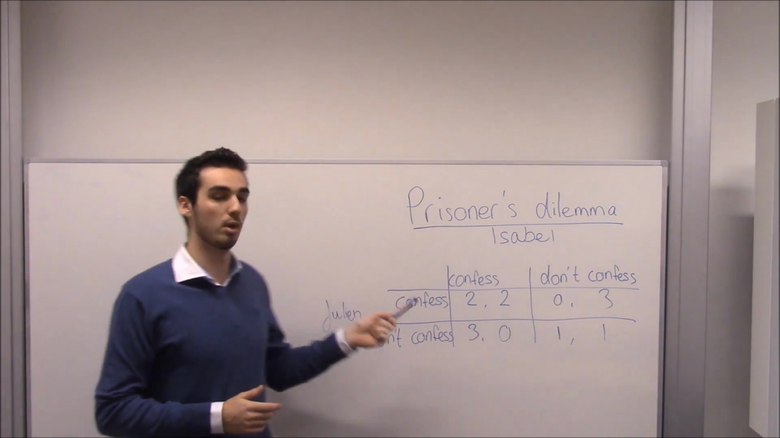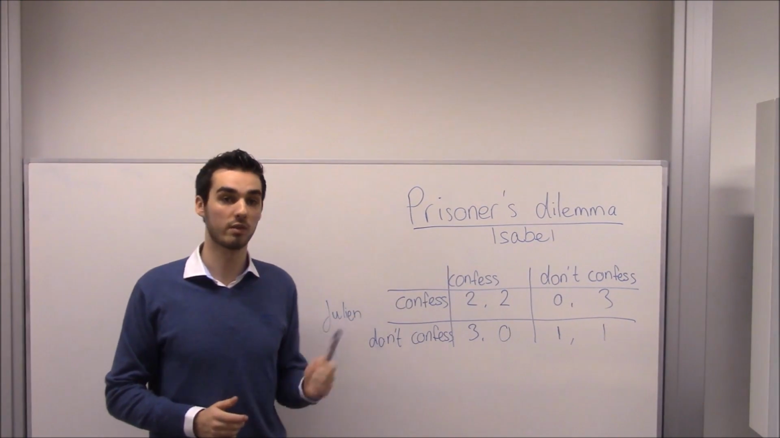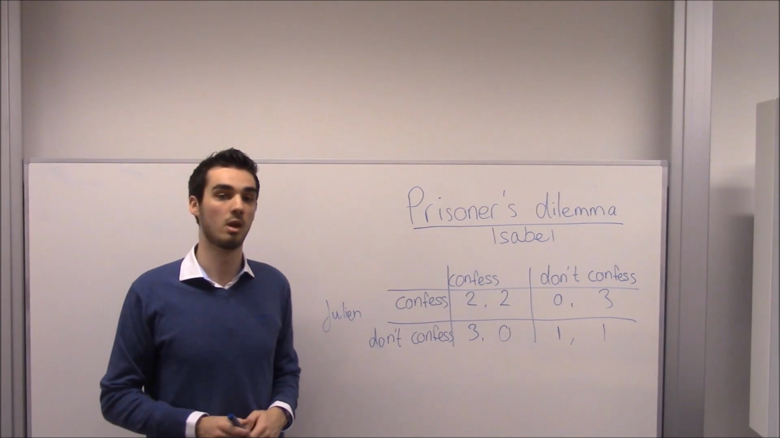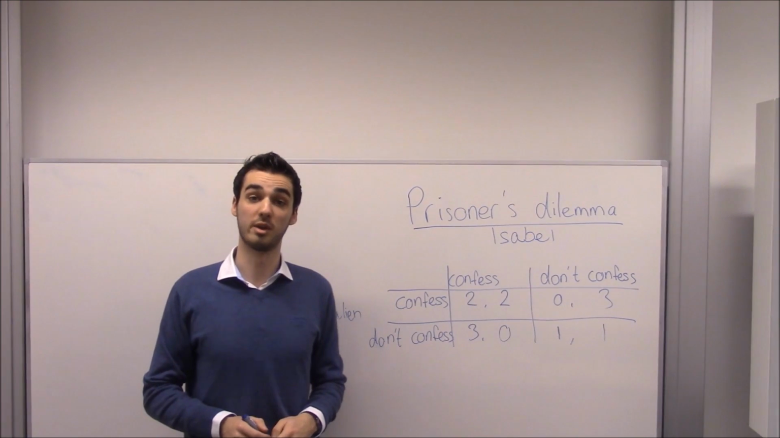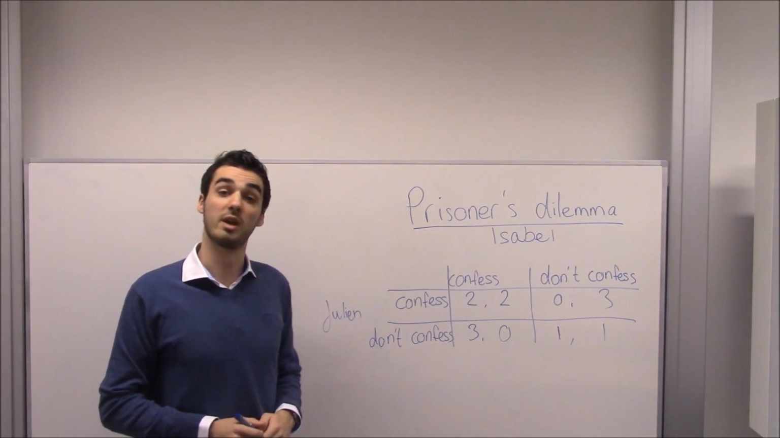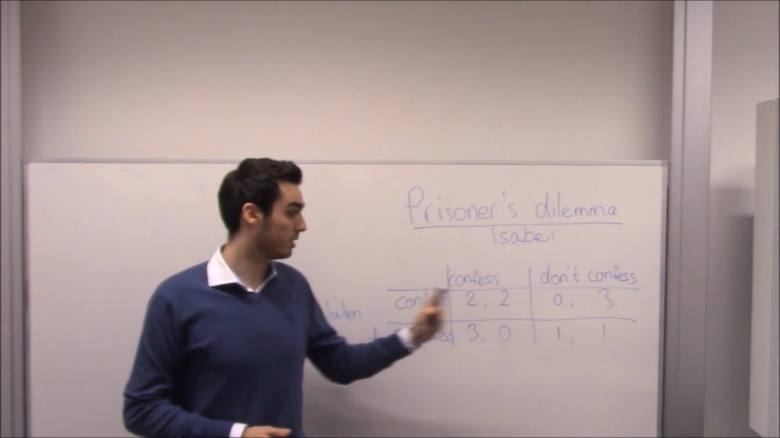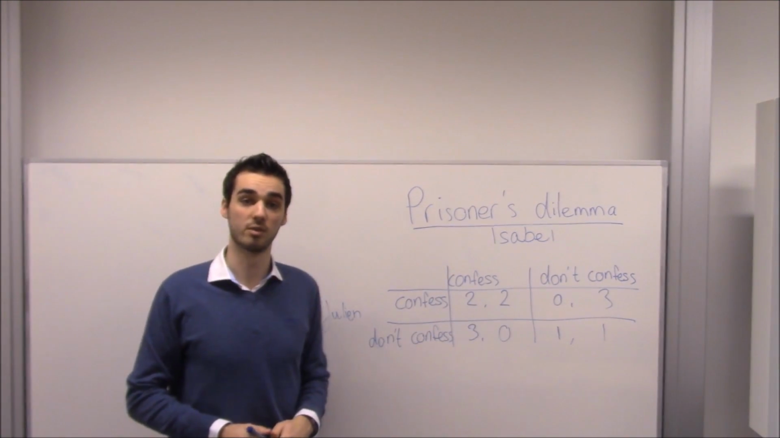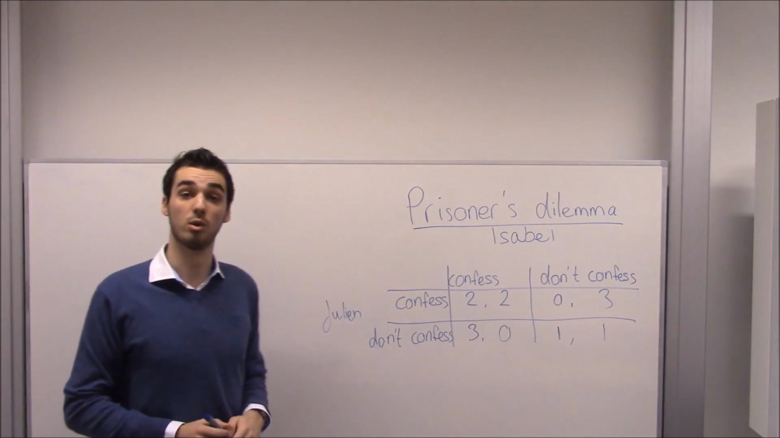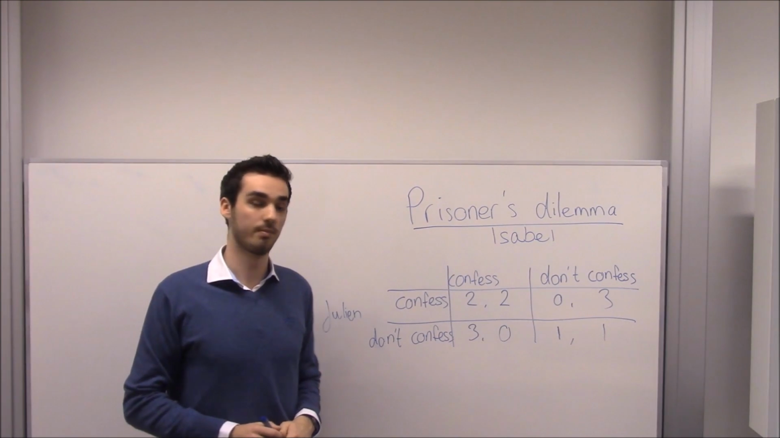We see that if they both confess, the police is not going to believe either of them and they will get 2 years to serve in prison. However, if Julien, for instance, confesses that Isabelle has committed a crime and Isabelle remains silent, then the police is going to believe Julien, which means that he does not have to serve time in prison and Isabelle gets 3 years. The other way around holds when Isabelle confesses and Julien does not confess.